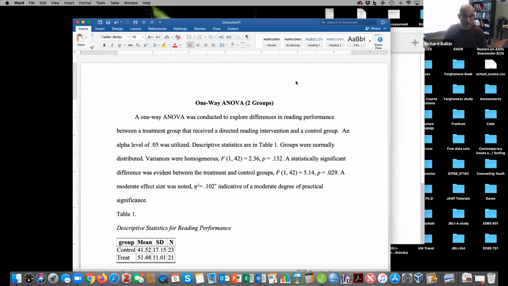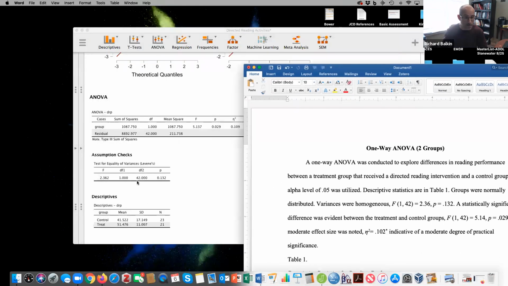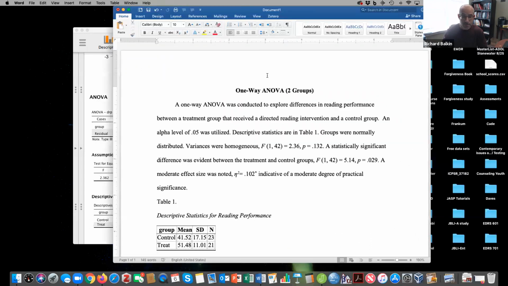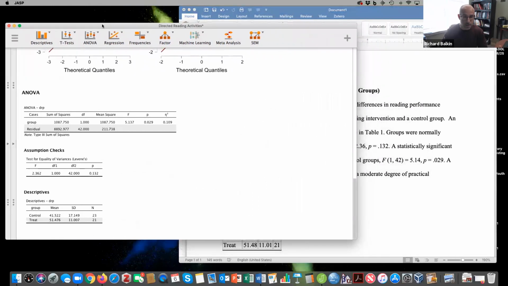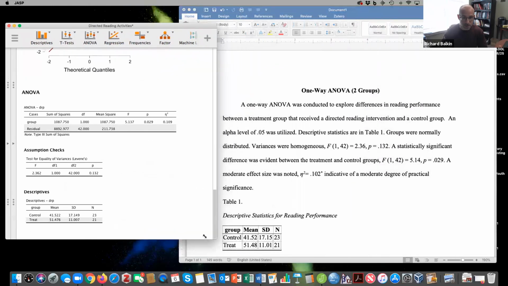Let's take a look at where that value came from. That's right here. F of 1, 42 equals 2.36, P equals 0.132. This is my assumption check. So now, a statistically significant difference was evident between the treatment and control groups. F of 1, 42 equals 5.14. Again, let's take a look at where that value is coming from. If we look at our output here, and I'll just move this over. Yeah, F of 1, 42 equals 5.14. I just rounded that up a little bit.